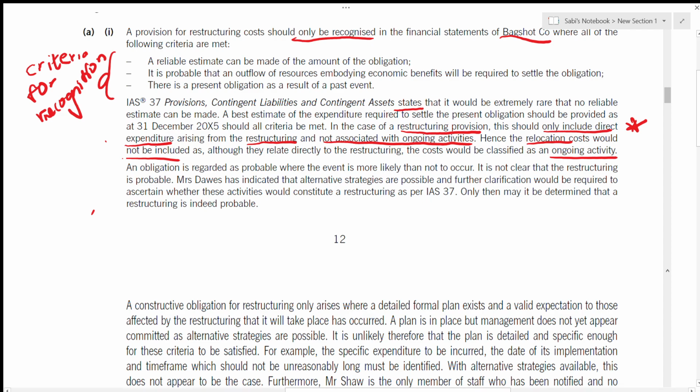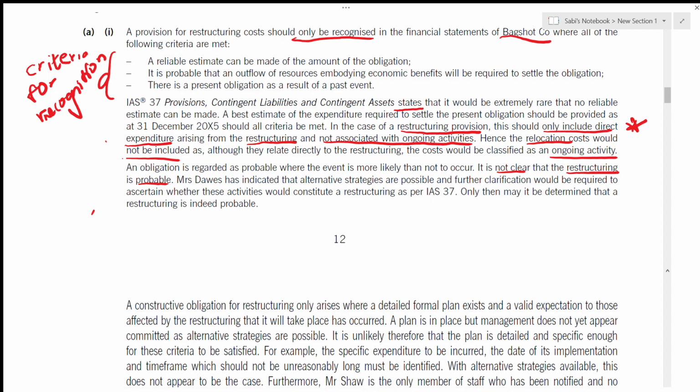Now the second paragraph. An obligation is regarded as probable when the event is more likely than not to occur. It is not clear that restructuring is probable, right? Because they didn't tell about the probability of the restructuring, by the way. It's not clear.